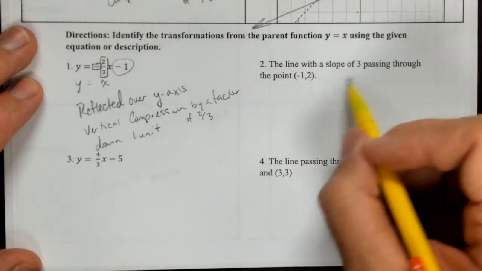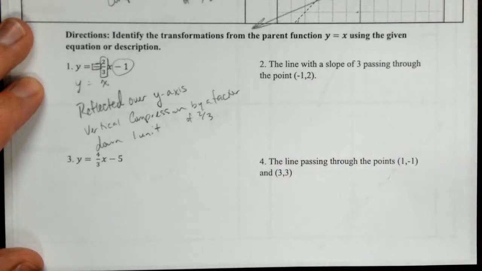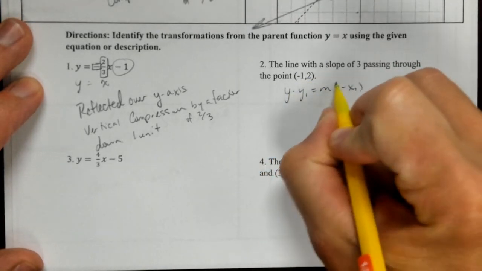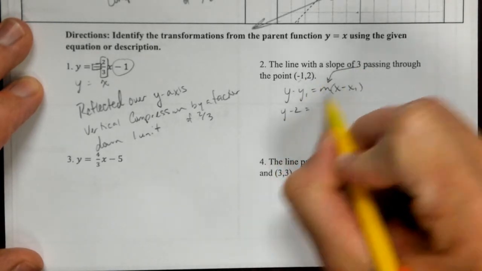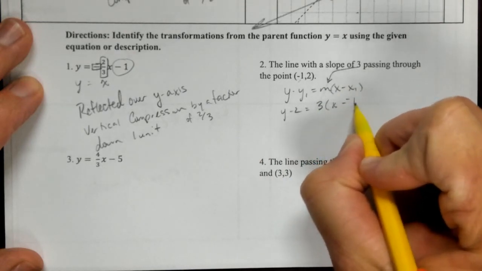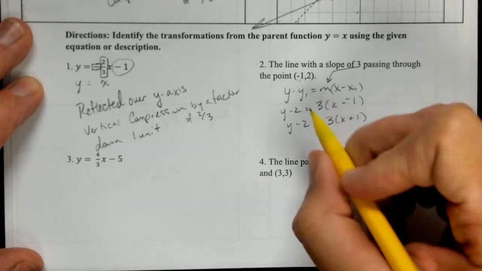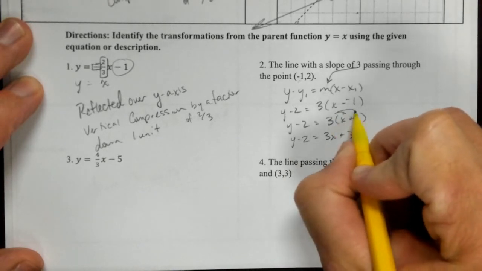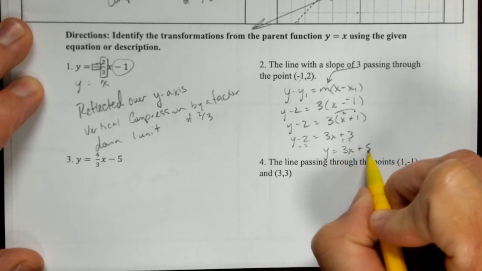Alright, let's write the equation for number 2. So a line with a slope of 3 passing through the point negative 1, 2. So what are we given? We're given a point and a slope. We need to plug it into point slope form. y minus y1 equals m times x minus x1. So plug in my slope for m, plug in x1 and y1. So y minus 2 equals 3 times x minus negative 1. y minus 2 equals 3 times x plus 1. So let's solve for y. y minus 2 equals 3x plus 3. I distribute my slope. And then we add 2 to both sides. y equals 3x plus 5.